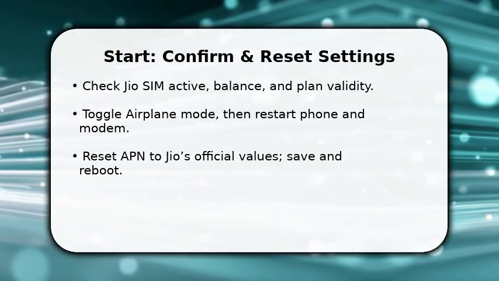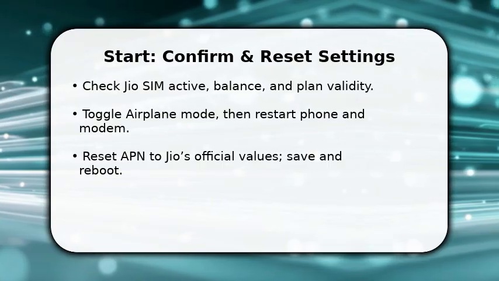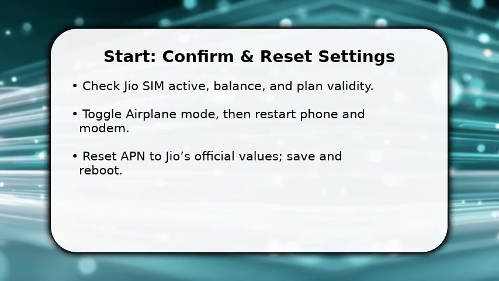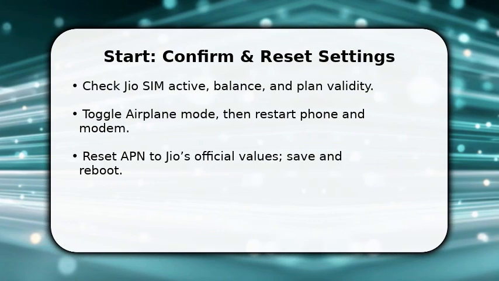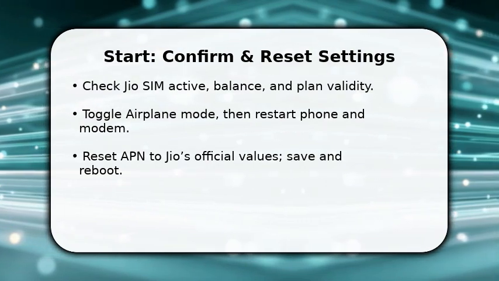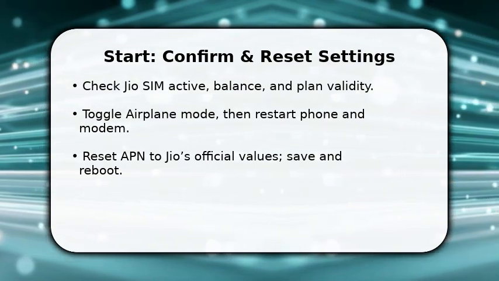Next, open mobile network settings and set the APN precisely to Jio's required values. Save the profile. Once done, reboot the device so the updated APN and fresh registration take effect.